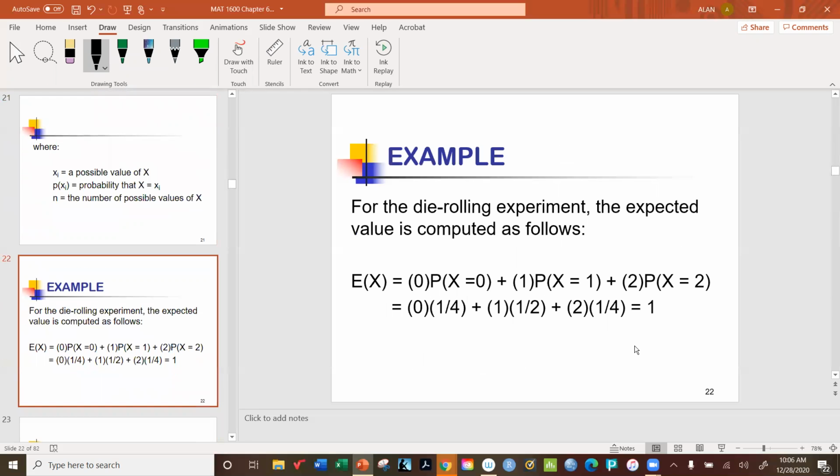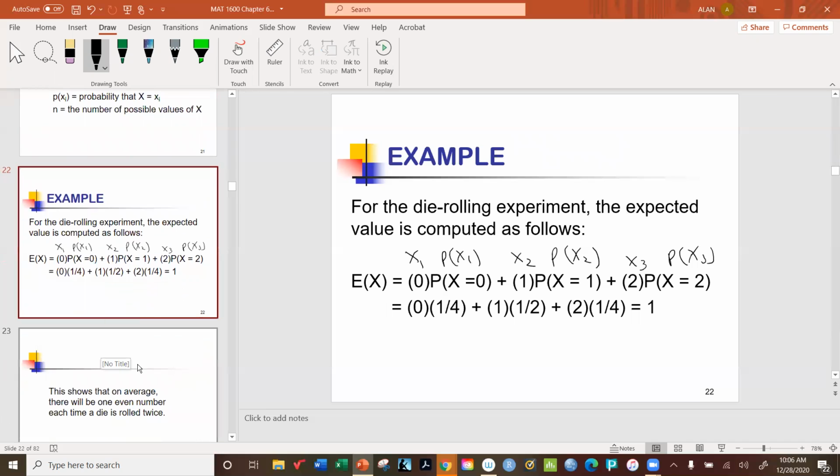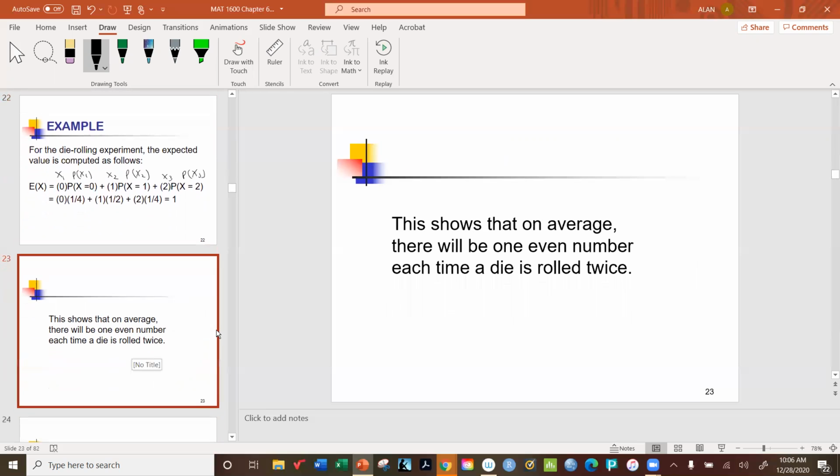So in this case, it's a very simple calculation. Remember, we had three possible values for X, 0, 1 and 2. Think of this as PX1, PX2, PX3. And based on this chart that we constructed earlier, you can see that this adds up to 1. So what this means, and remember, X represents the number of evens that turned up, is that on average, whenever we roll the die twice, we'll get one even number. So intuitively, it's pretty clear what this means.